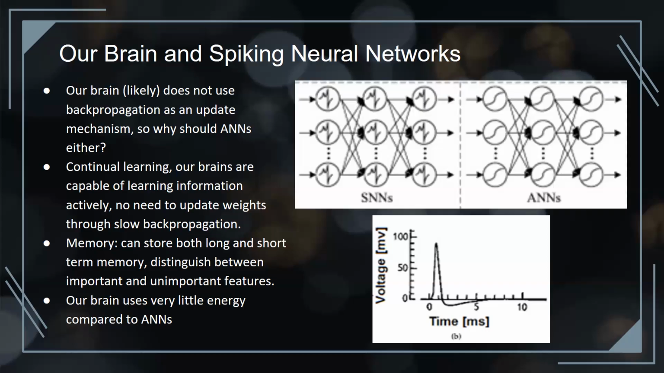Another advantage of spiking neural networks is that our brain has long-term memories and short-term memories, and we can change the weights as we receive new information. And again, spiking neural networks take less energy, which matters because as students we don't have that many GPUs and all that stuff to process the data.